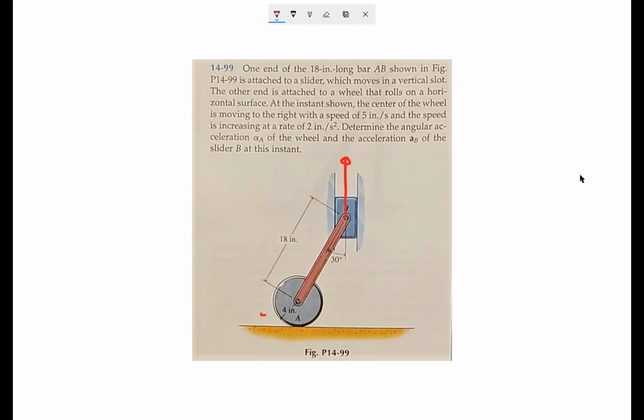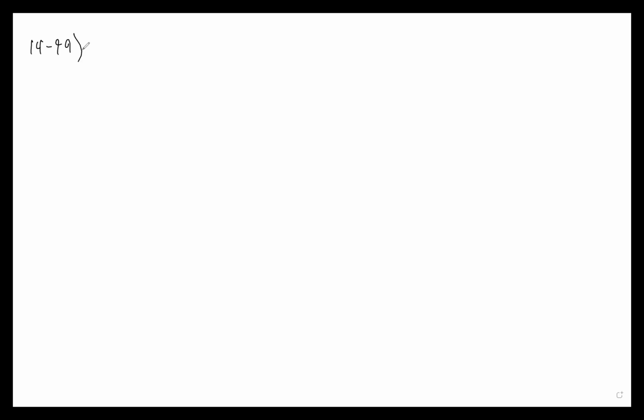Okay, so let's see if we can figure out relationships between information that we know and the information that they want us to find. First, let's talk about the things that they've given us. There's a lot of information here, so let's make sure that we keep track of everything. First, let's go ahead and draw the bar AB. Let's keep track of the fact that this is 30 degrees. This is point B. There is an 18-inch long rod. There is also a disc with a diameter of 4 inches.